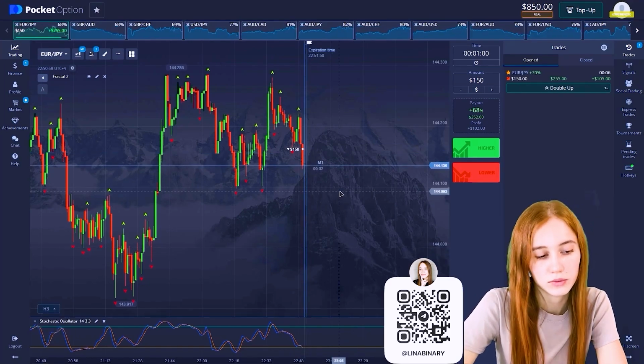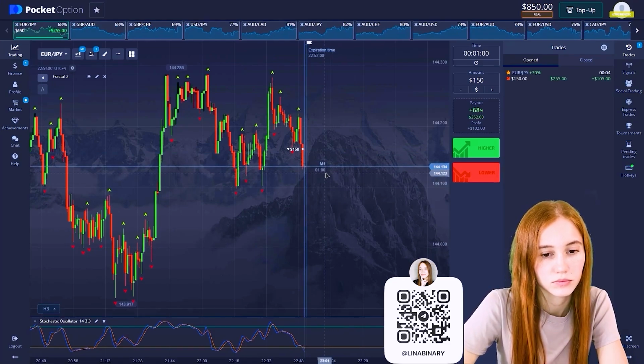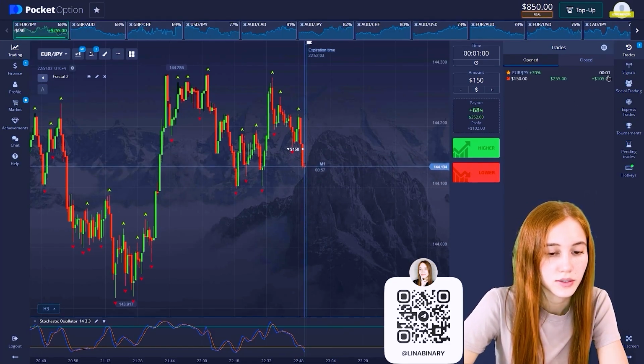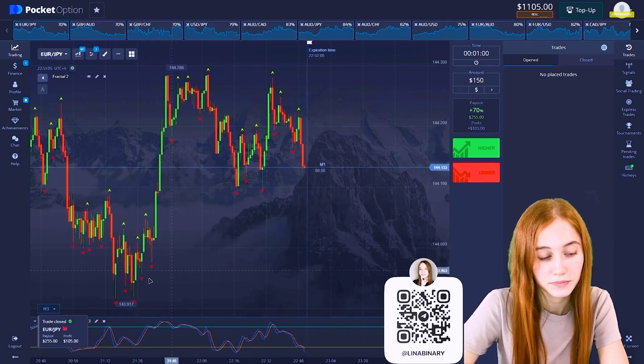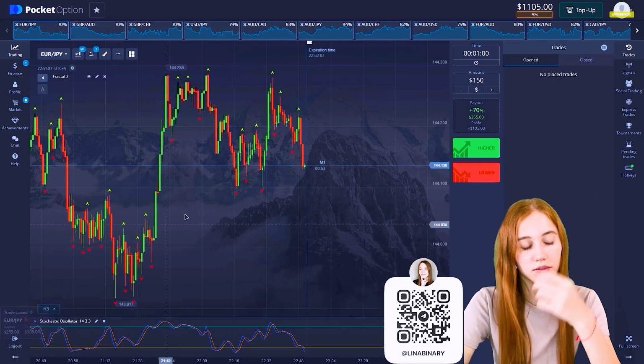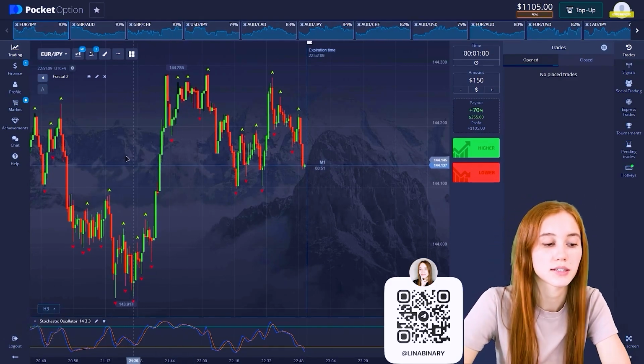We open down. Yeah, 2 seconds and a plus deal. Profit is $105. Let's move on to the next currency pair.